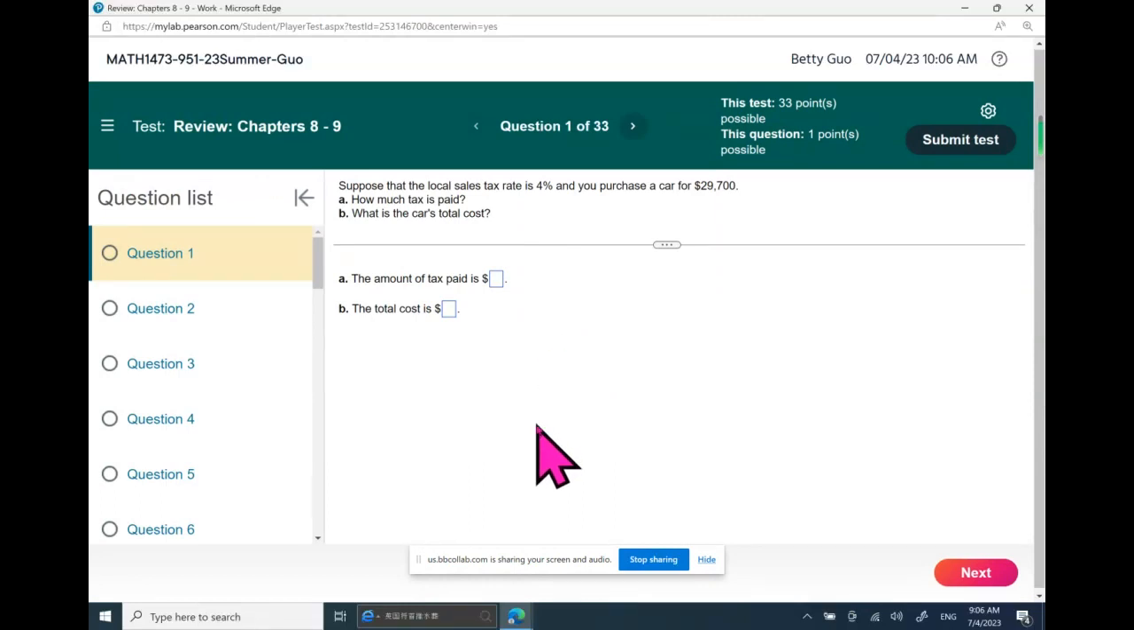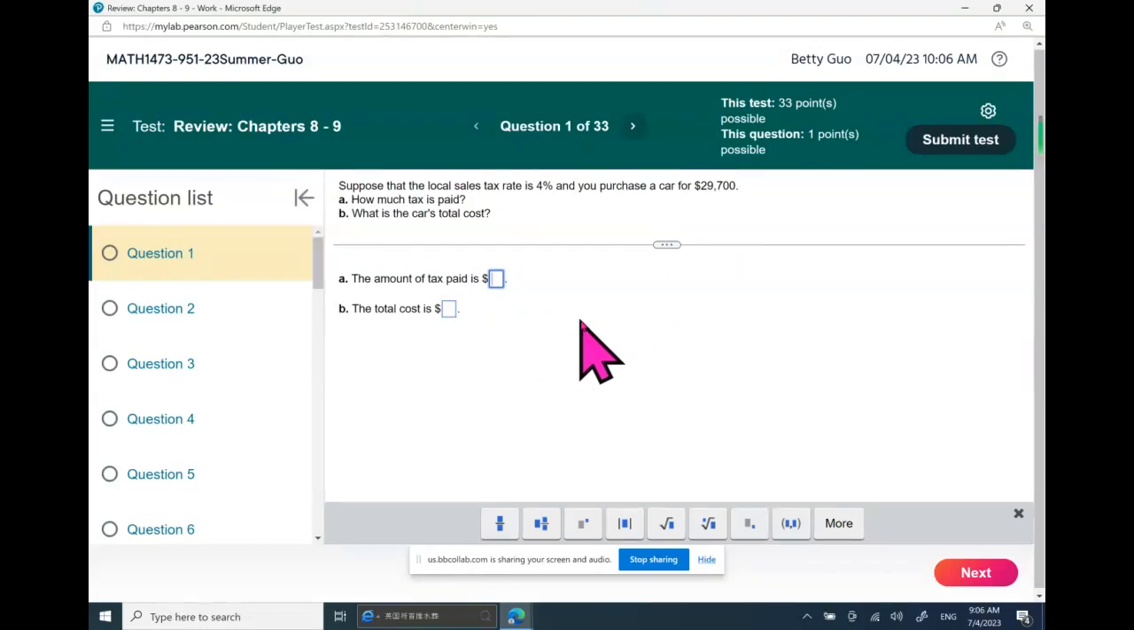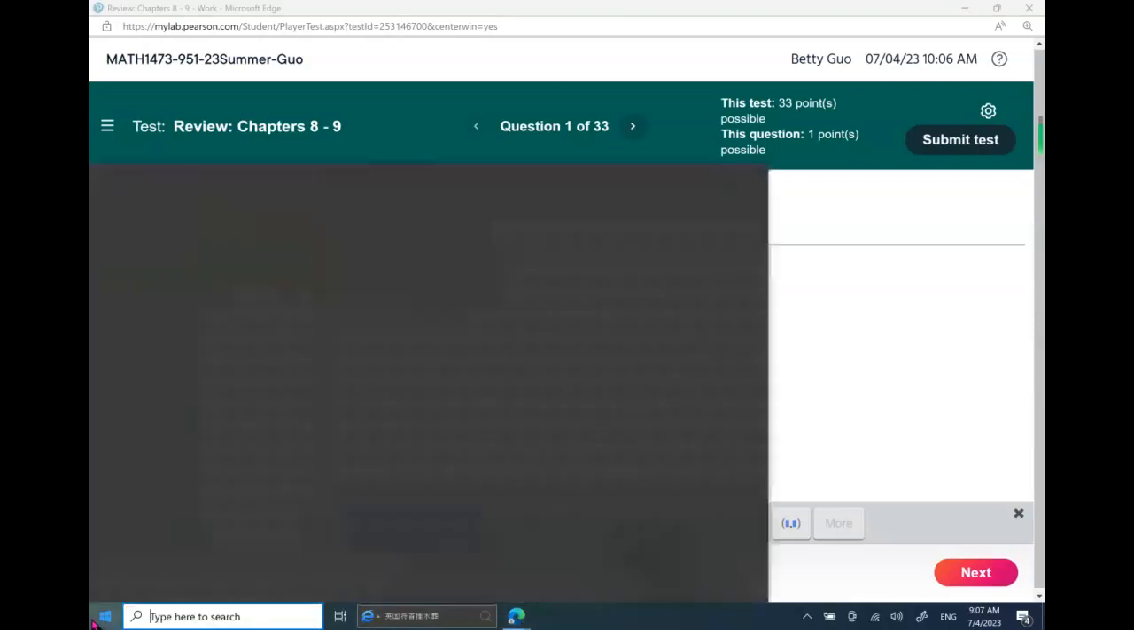Question number 1. Suppose that the local sales tax rate is 4% and you purchase a car for $29,700. Part A. How much tax is paid? The amount of tax is a part of the sales price value-wise. So based on the formula, part equals percent times whole, we have the amount of tax equal to tax rate multiplied by the price of the car. So let me get a calculator.